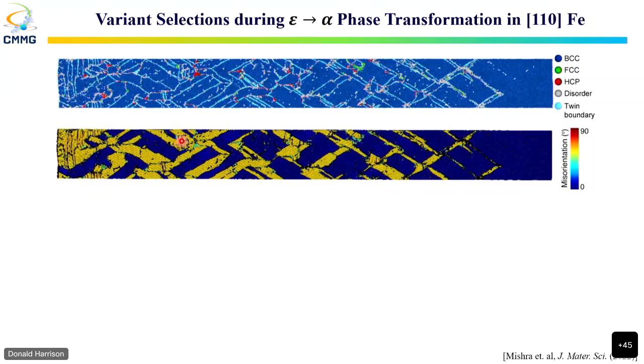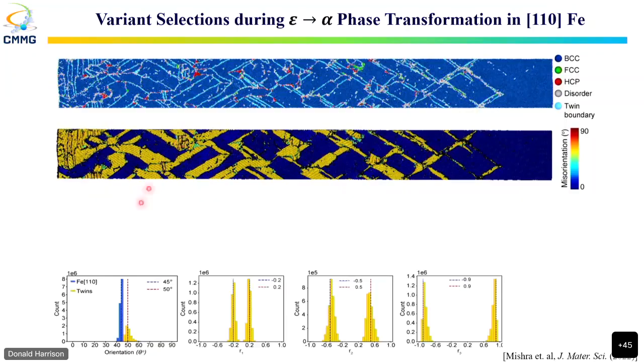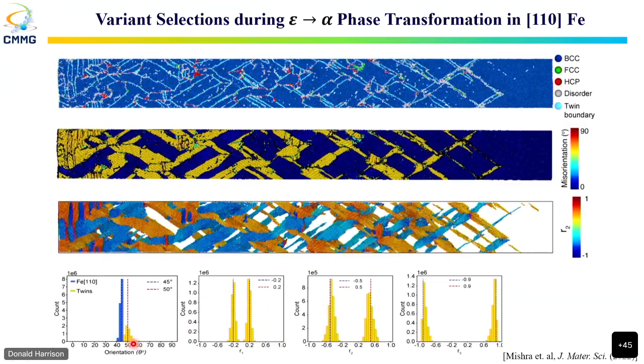Is it one variant, or is it two variants? You can look at histograms of these as well and look at the rotation vectors for them, and you see two distinct variants that are selected. And you can look at these. There's one which is a blue variant, and another one which is a yellow variant.